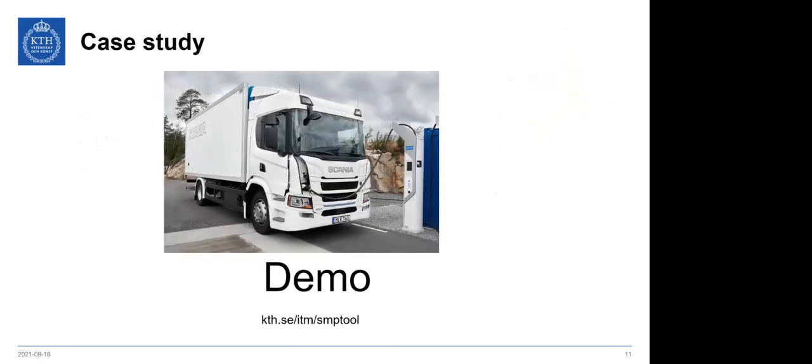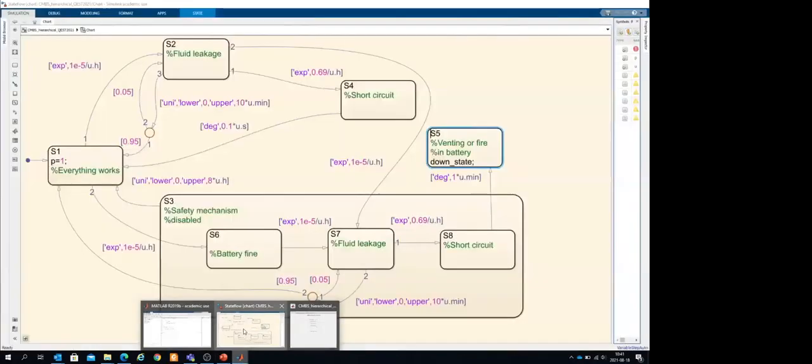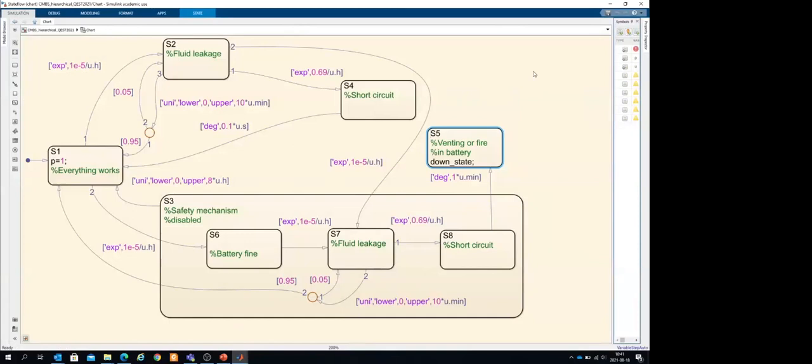So we will now demo the tool by looking at a case study concerning a battery electric vehicle, or battery electric truck. And here we have the model. We want to find out the probability of the battery getting caught on fire or venting harmful gas in the electric vehicle, caused by a fluid leakage in the battery itself, or one of the batteries. So we have this first state where everything works fine. We can get a fluid leakage here inside the battery, and after some time this is diagnosed and we have some probability that it will be missed.